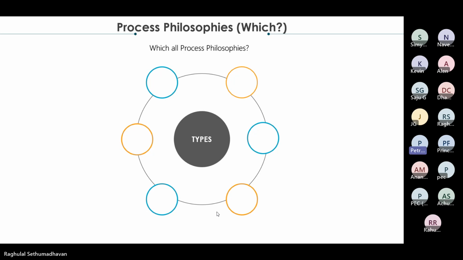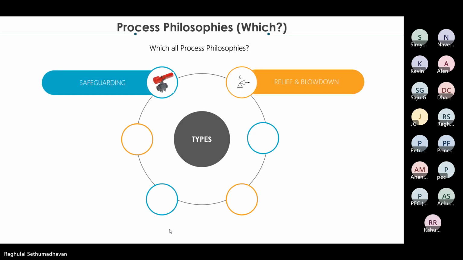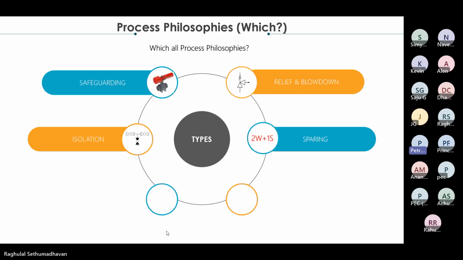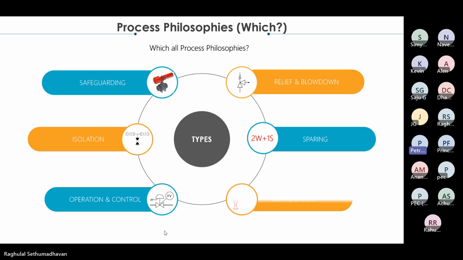Okay, we'll see one by one. Safeguarding, relief and flare, acceleration philosophy, sparing philosophy, operation control philosophy are there. In this discussion, we are not going to go through each of them because we won't have any time. So I've selected isolation philosophy, sparing philosophy, and bend and play for this session. If anyone is interested, we can take the others as separate topics.